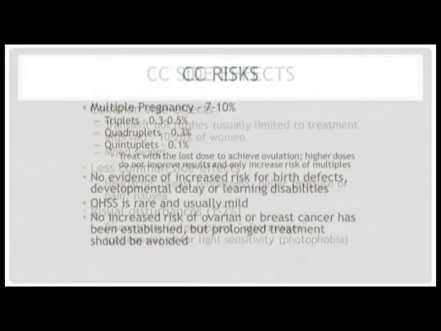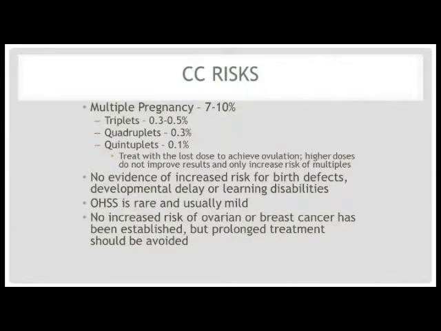What are the risks of multiples? Around 7 to 10%, triplets less, and then everything else is less than 1%. There's no evidence that upping the dose increases success if your goal is just to make someone ovulate. So if someone ovulates on 50 milligrams, there's no reason to reinvent the wheel and have them come back next month and do 100 milligrams. You're only going to increase side effects and the risk of multiples, which is unnecessary. So the bottom line is the goal with this is just to make someone ovulate.